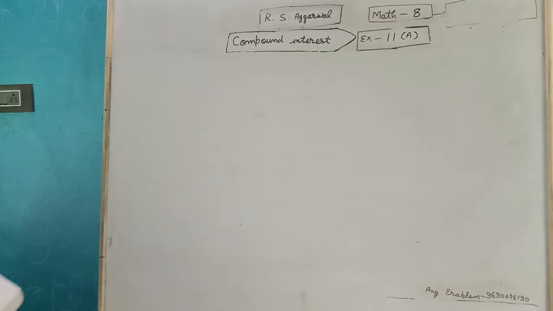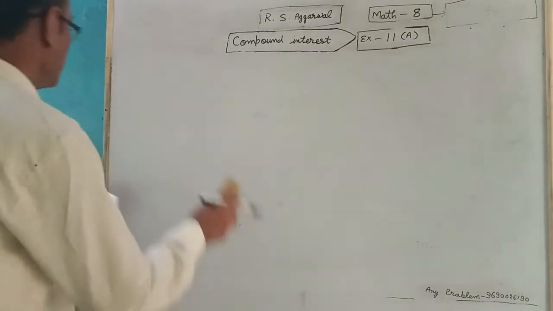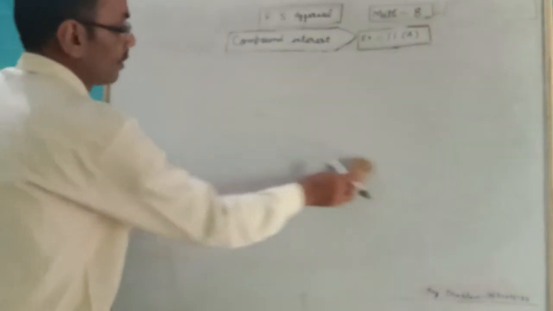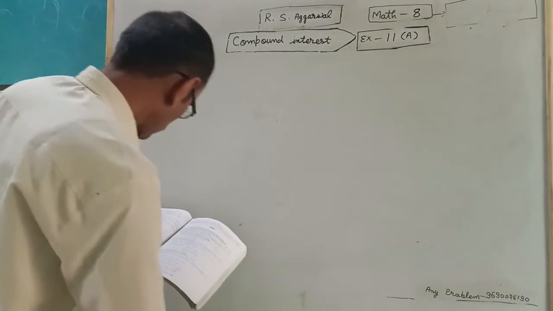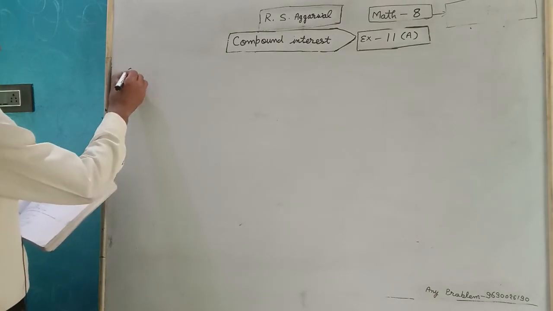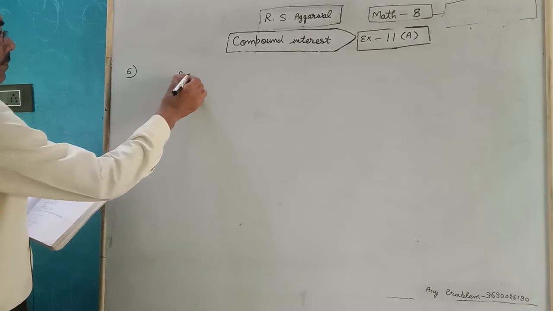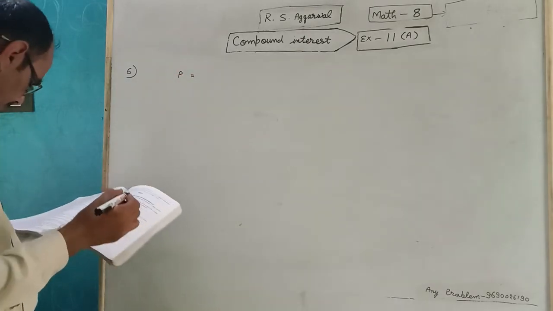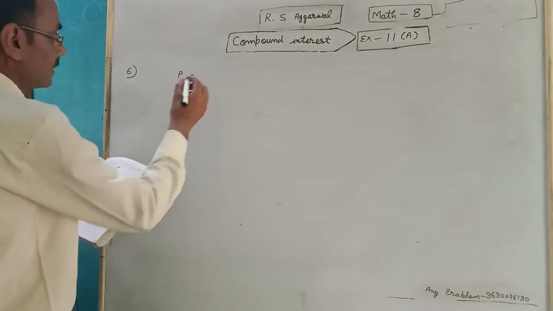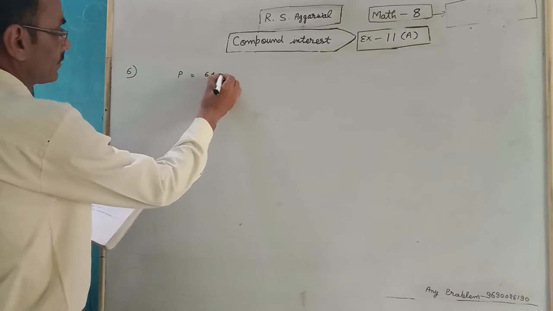8th class student, exercise 11A, Compound interest. Compound interest, question number 6. Question number 6: P equal 64,000.